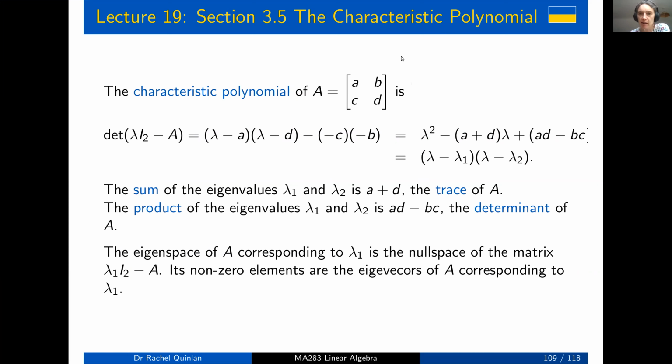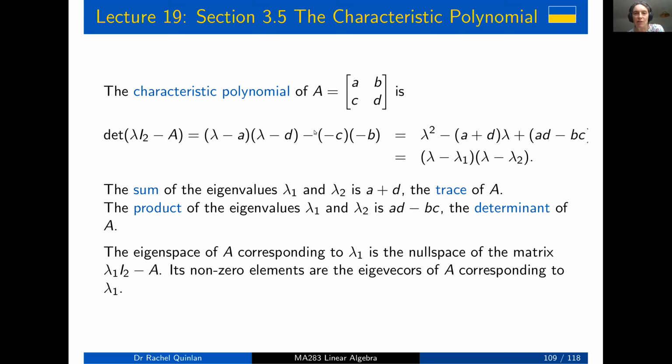So let's just recall the key concepts first of all. If we take a 2 by 2 matrix A, B, C, D, we know that the characteristic polynomial of that matrix is the determinant of the matrix lambda times the 2 by 2 identity minus A. That matrix has lambda minus A, lambda minus D on the main diagonal, minus B in the upper right, and minus C in the lower left. So its determinant is lambda minus A times lambda minus D, the product of the two entries on the main diagonal, minus the product of the other two entries.